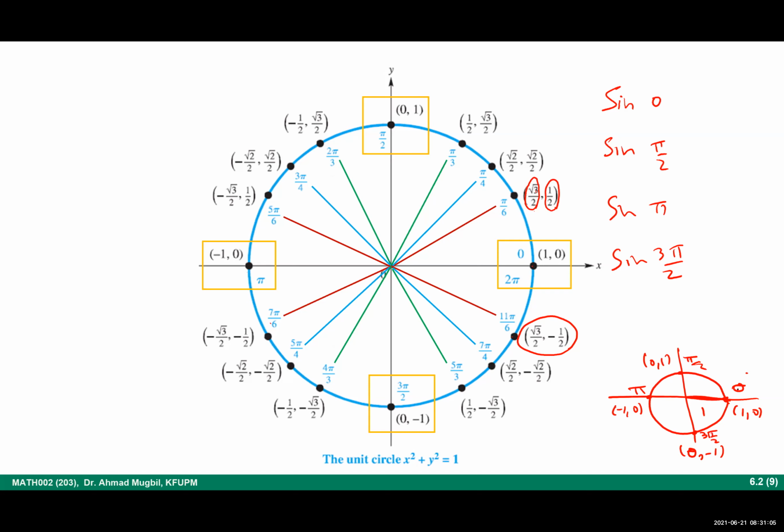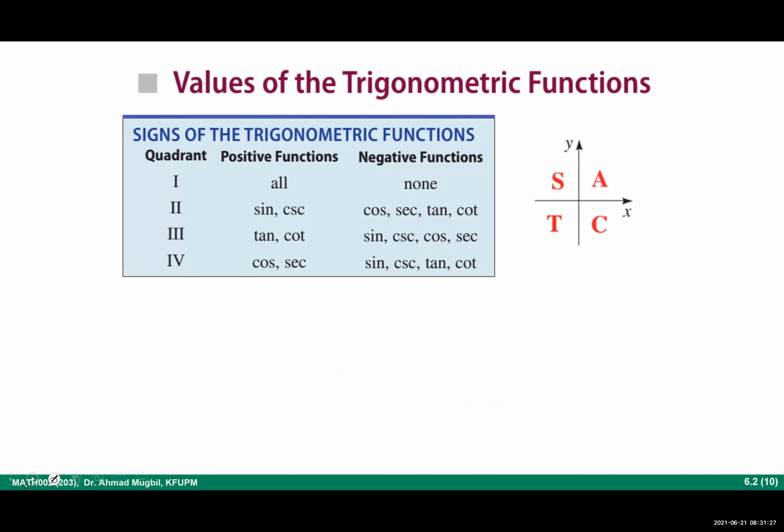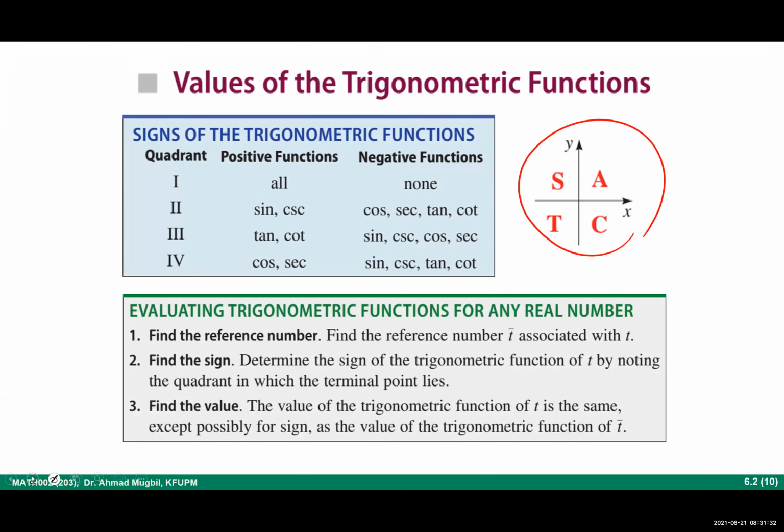Now, sine 0 is 0, because we are talking about the y coordinate. The y coordinate will be sine. Sine pi over 2 is 1. Sine pi is 0. Sine 3 pi over 2 is negative 1. And you can do the same for cosine. Cosine is the x coordinate, and sine is the y coordinate. The same is the rule of signs, ya shabab, all STC: all positive in the first quadrant, sine and cosecant in the second, tan and cotan in the third, cosine and secant in the fourth.